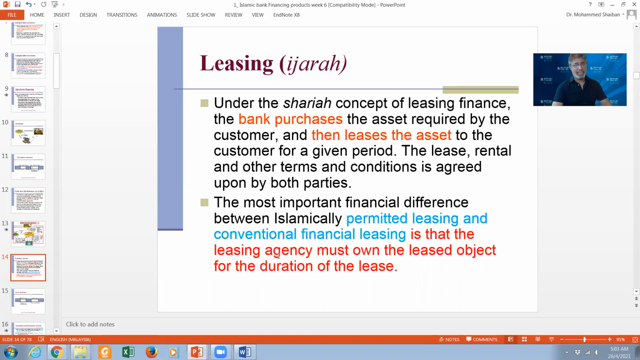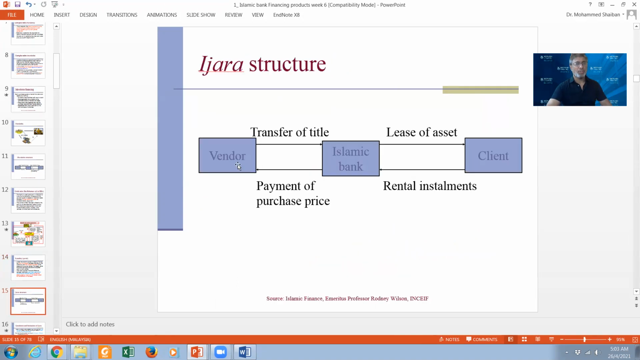it becomes what you call an operating lease. And operating lease means the ownership is still with the bank. And therefore they take care of the insurance, they take care of the maintenance of the asset and all these issues. Now, this is how it works. So you have a vendor here who has those machines.